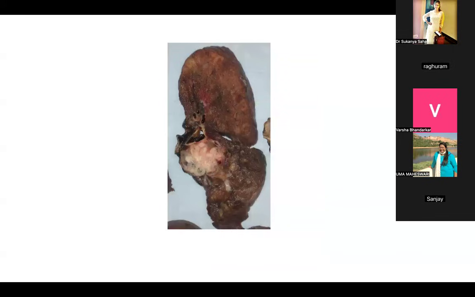Okay, so Dr. Salahuddin, are you there? Yes, sir, I'm there. Can you tell me what this is? Sir, we can see a specimen of liver, a gross specimen of liver. Oh, sorry, a gross specimen of lung. Okay, so this looks like a pneumonectomy specimen, right?